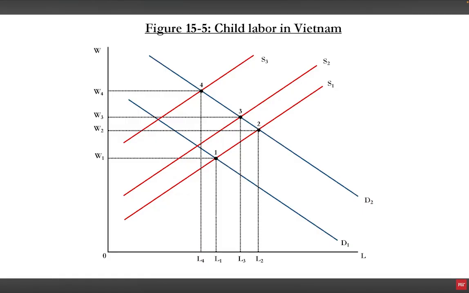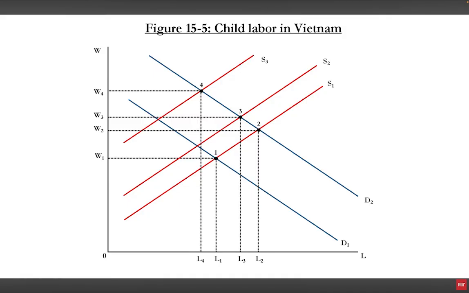Figure 15.5 is a diagram for child labor in Vietnam. On the x-axis is the amount of child labor. On the y-axis is the wage. In pre-trade, we're in equilibrium with L1 kids working at a wage of W1. Now we have free trade.